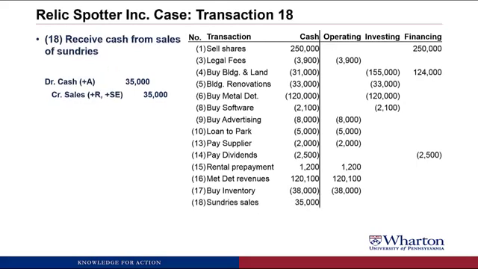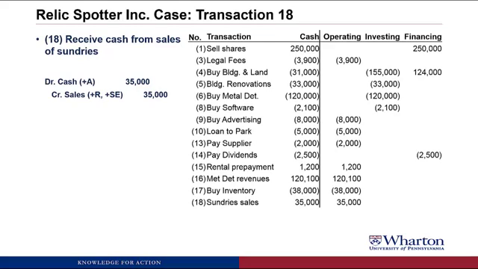Transaction 18. Relic Spotter received $35,000 cash from sales of sundries. Is this operating, investing, or financing? The answer here is operating. Again, this is a cash collection from customer, which is one of the things we use to define an operating activity.